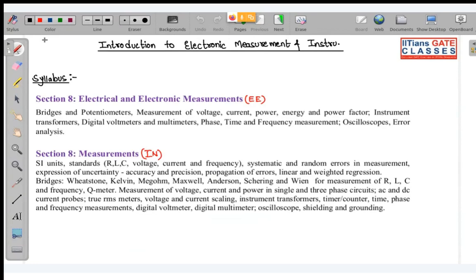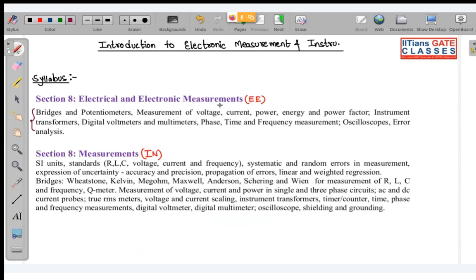Okay, so we will start with electronic measurement and instrumentation. The syllabus for this is quite similar for electrical as well as instrumentation. You can see for electrical, it is named electrical and electronic measurement, and for instrumentation people, it is just measurement. But the syllabus is just the same. Here it is a little bit less, but they have summarized all the topics, and here they have mentioned everything.